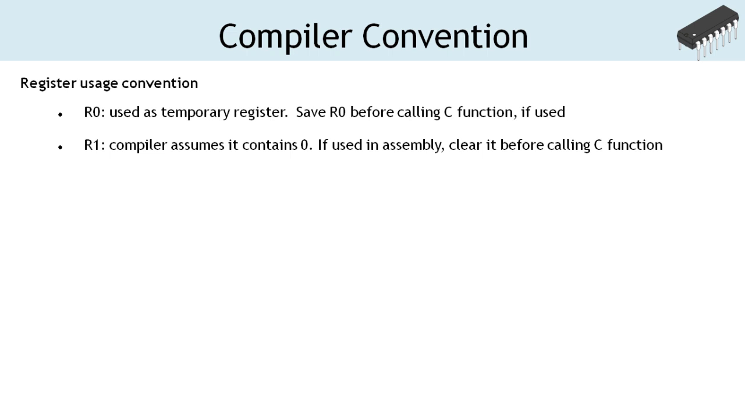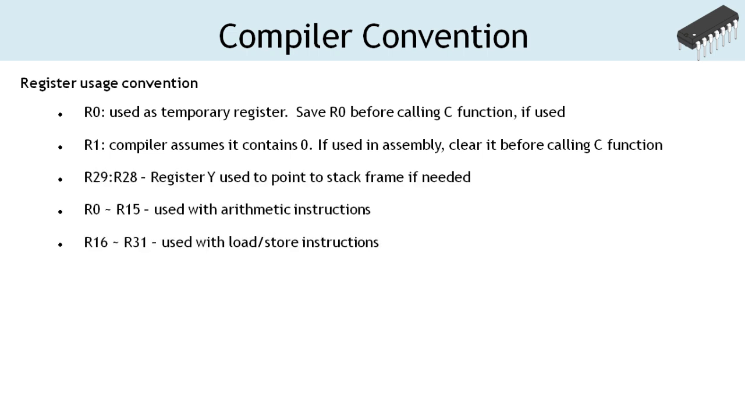The register R1 is assumed to contain the value 0. If the register is used in the assembly code, the register must be cleared before calling the C function. The instruction CLR can be conveniently used to clear the register. The register Y, that is the pair R29 and R28, is used to hold the pointer to the stack frame.